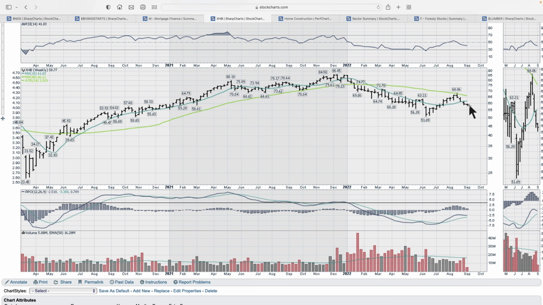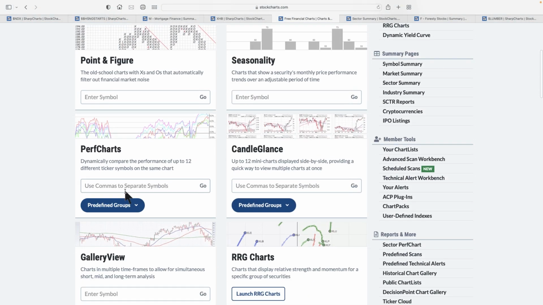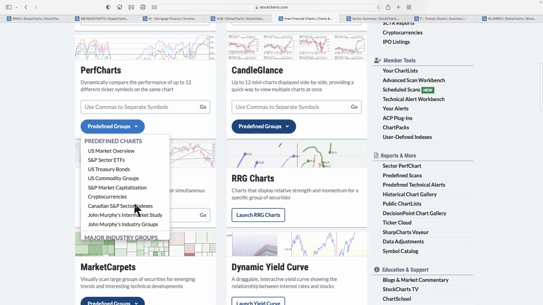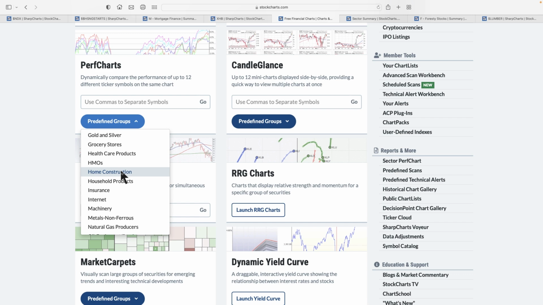So just even if you were interested in the industry and you wanted to start working your way through, there's a whole bunch of things we could do. And here's one called the Home Builders Perf chart. And the way you would get to that is you'd go to charts and tools, and you go down here to perf charts, and you can hit predefined groups. And if you scroll down far enough, you can just see home construction in here.